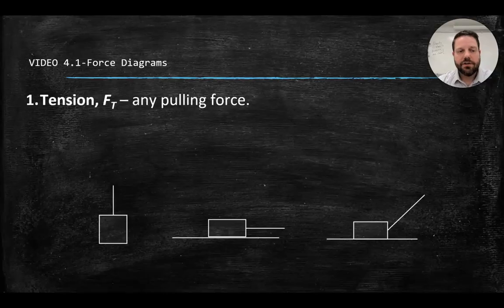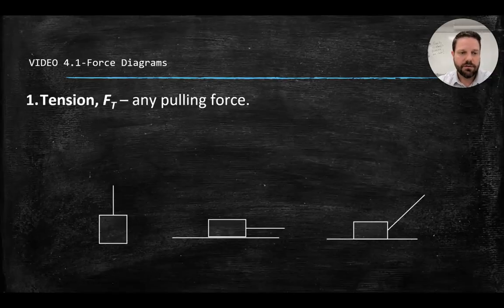tension. Now, tension, or the force of tension, has a variable capital F with a little t there. This represents any pulling force. So typically we would have strings, cables, ropes, etc. that are attached to an object and pulling it. We can have a hook that is going to pull on it, and I can literally just grab something and pull on it, and that would all be examples of tension forces.